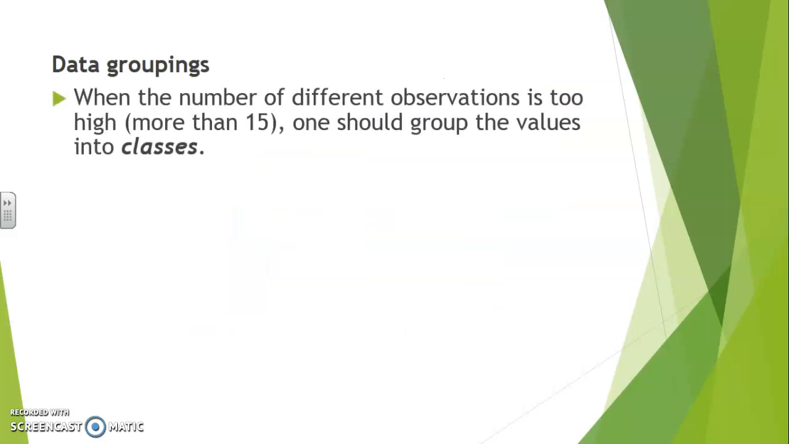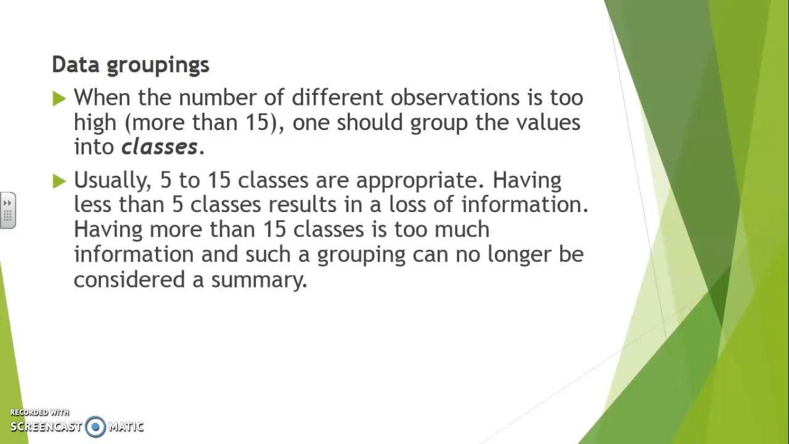When data is continuous, we would proceed by groupings. Now you don't want to have too many different classes and not too little anymore. So we usually are going to make groupings that have 5 to 15 classes. Less than 5 means a loss of information, and more than 15 means that we have too many and it's no longer summarizing the data.